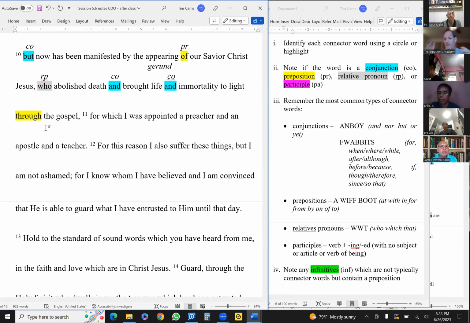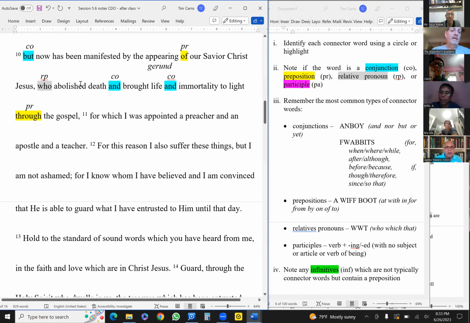Coordinating conjunctions can be followed by anything, because all they do is connect grammatically equal words, phrases, or ideas. But a subordinating conjunction is followed by a clause, and that subordinating conjunction is modifying some other word in the sentence. Okay, so this is a connector word, but it is a preposition in this case. All right. Very good, James. Do you see any others in verse 10? What about abolished?